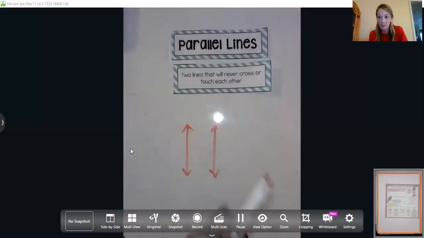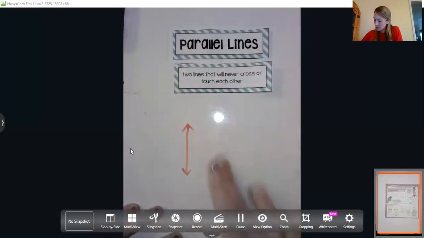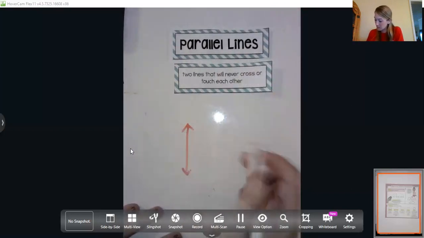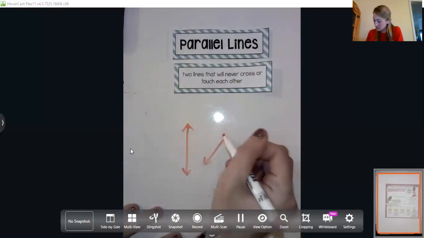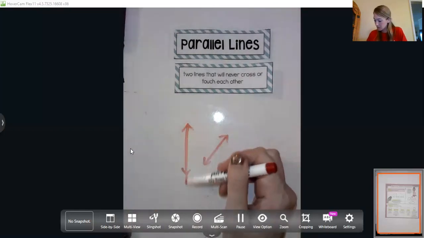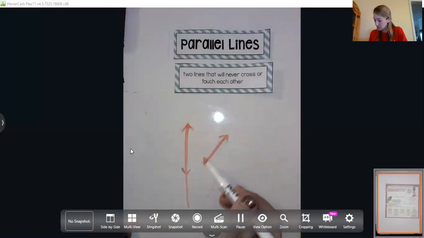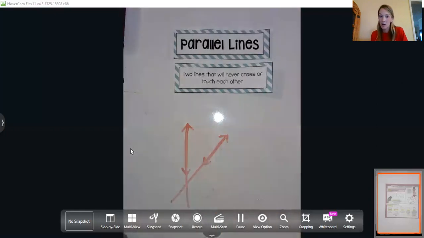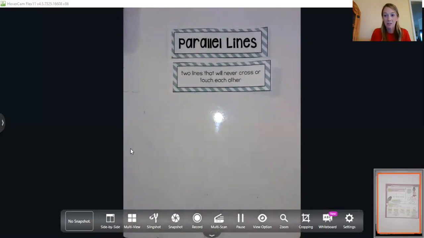That means they're parallel. Now, if I have this line and this line, these are not parallel to each other, because if this were to keep going and this were to keep going, eventually they would cross. So parallel lines are 2 lines that will never cross. And that's important to know for quadrilaterals, because we're going to hear that word a lot, parallel lines. So you really need to know what parallel means.